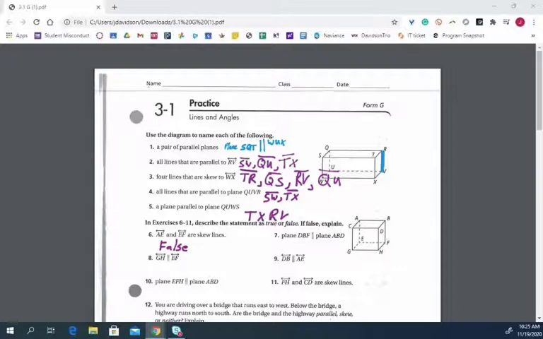7, same idea. Parallel planes don't intersect, but they share the point D. That tells me they must intersect at that line. So are they parallel? No. Yeah, that's right.